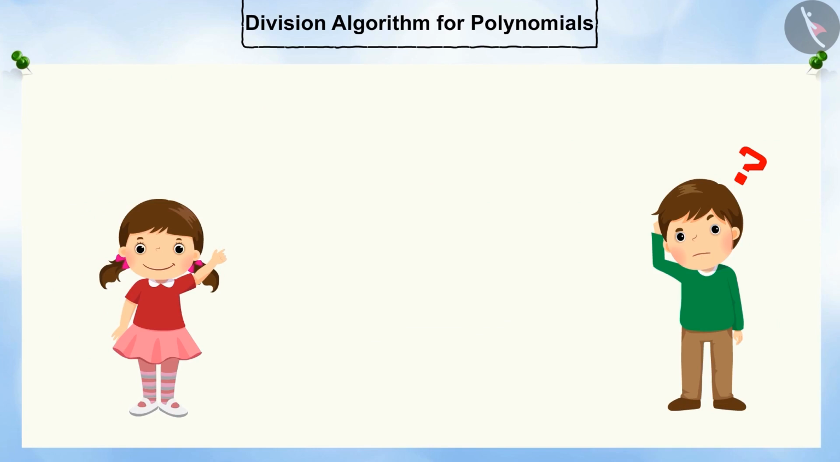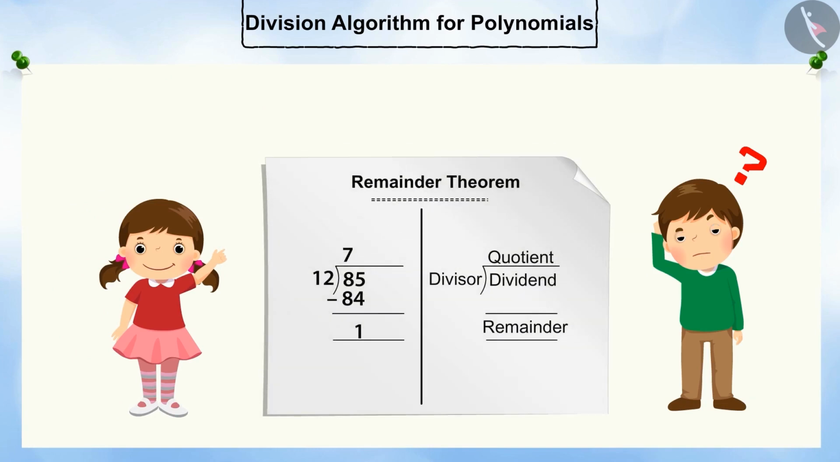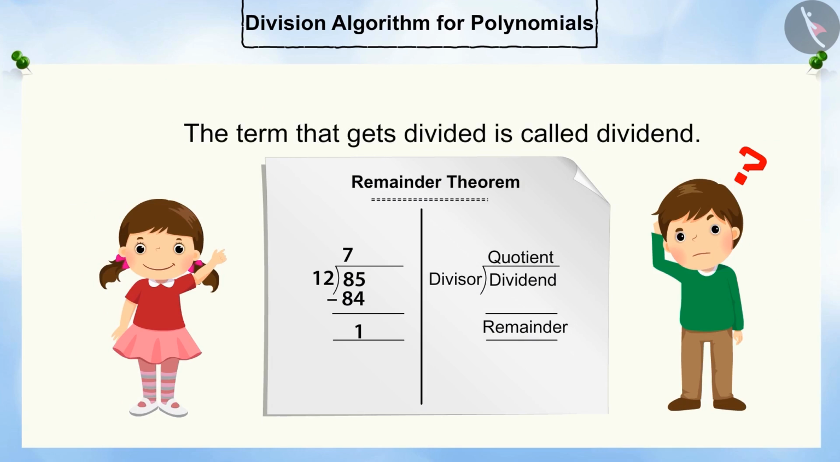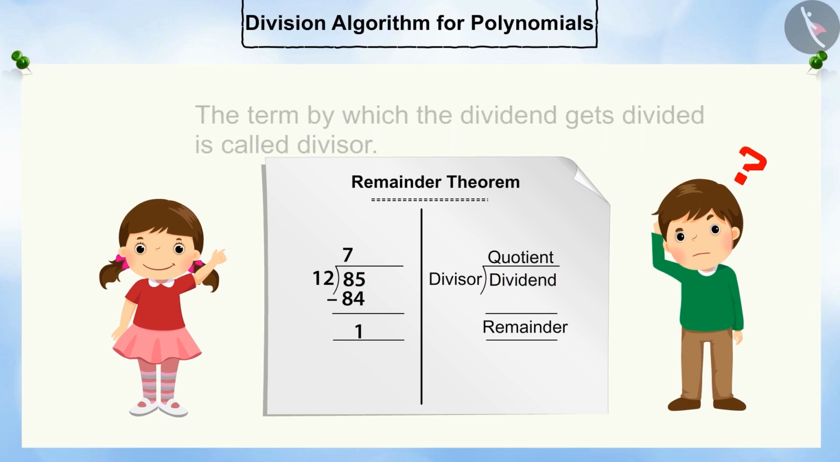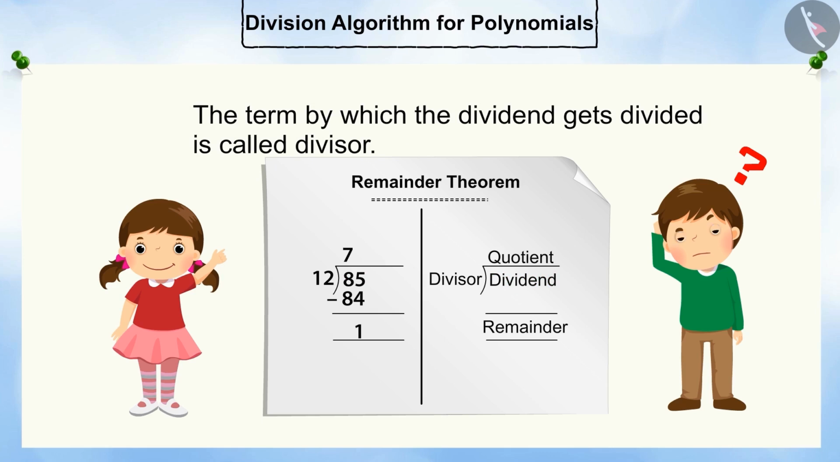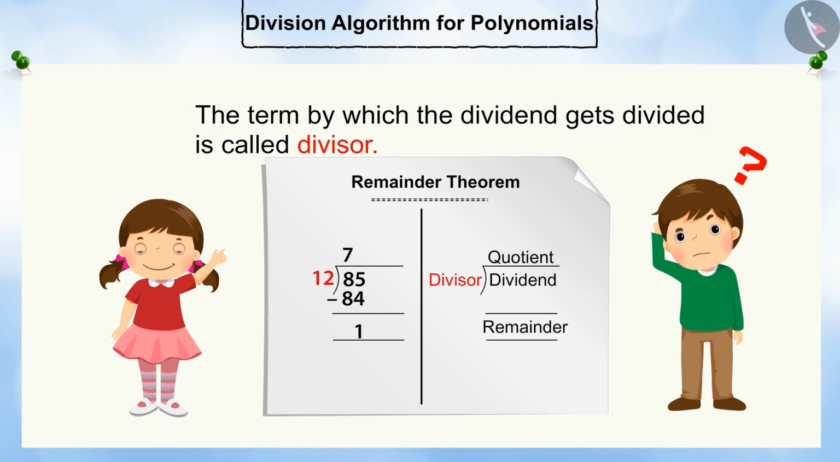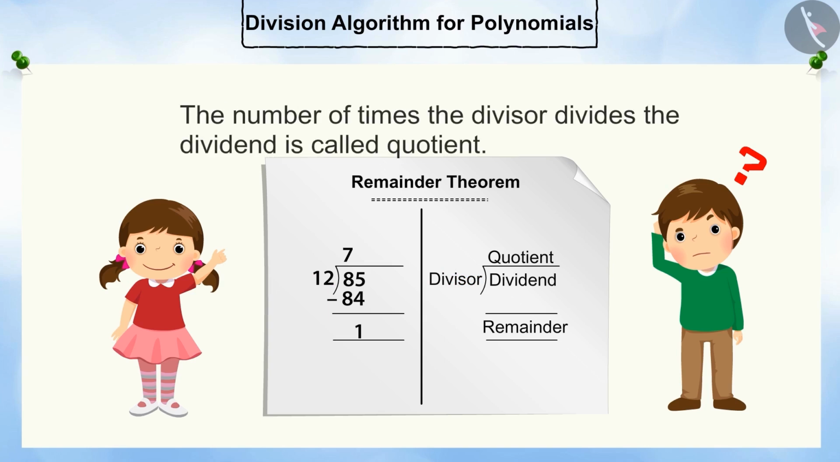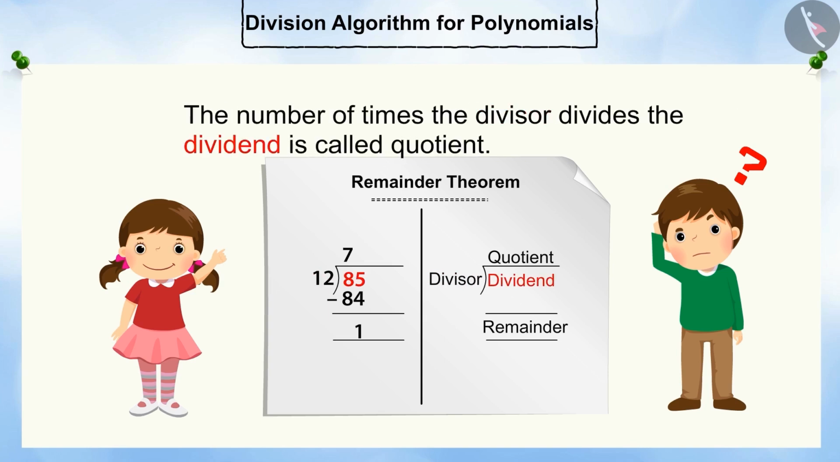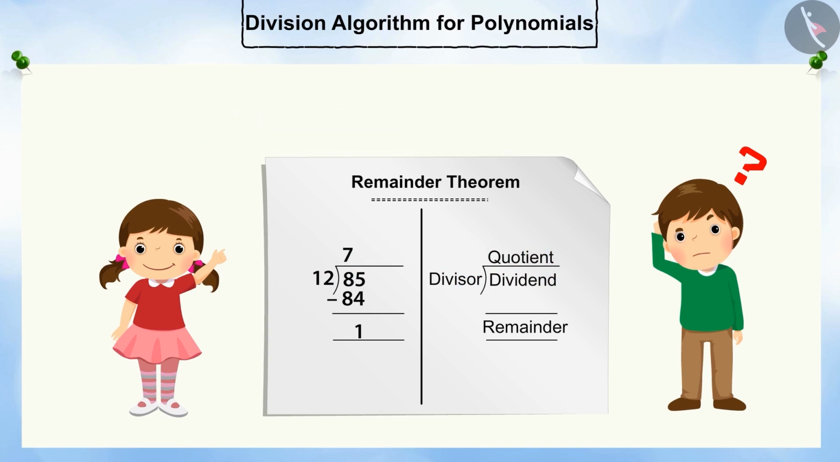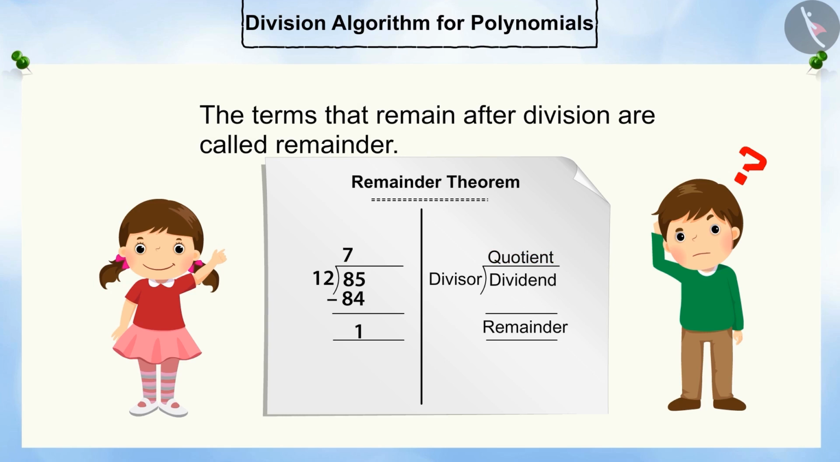After keeping the t-shirts in the wardrobe, Shyam goes to study with Pooja, who is studying the division method. Pooja tells Shyam that the term that gets divided is called dividend, and the term by which the dividend gets divided is called divisor. The number of times the divisor divides the dividend is called quotient. The term that remains after division is called remainder.